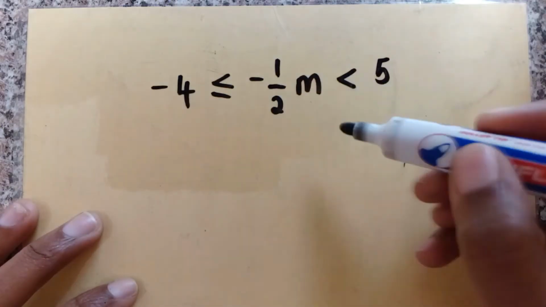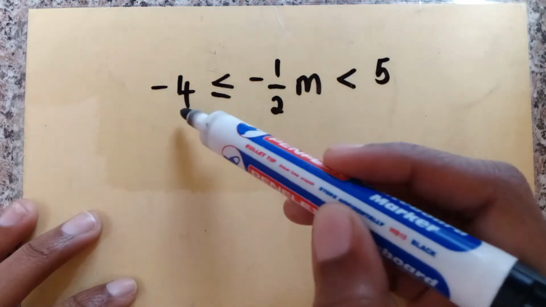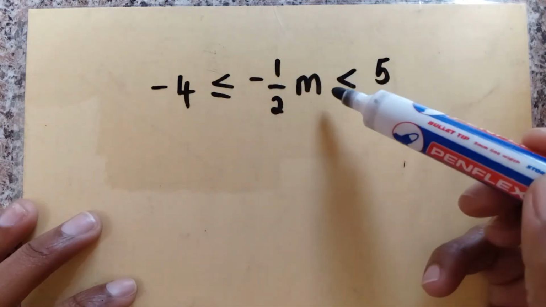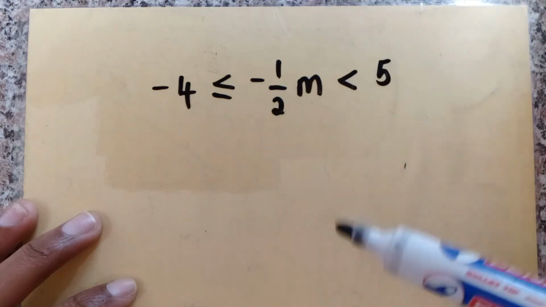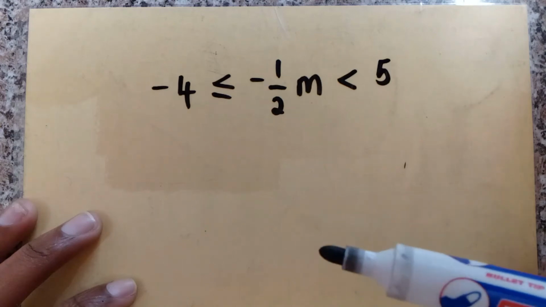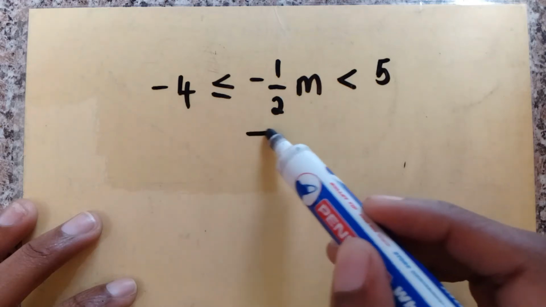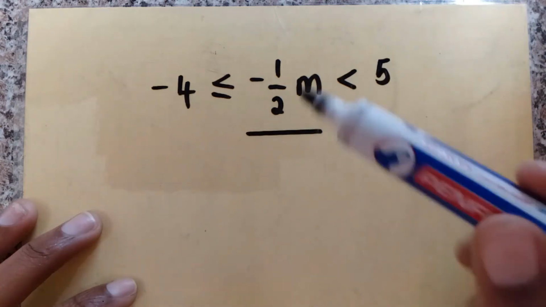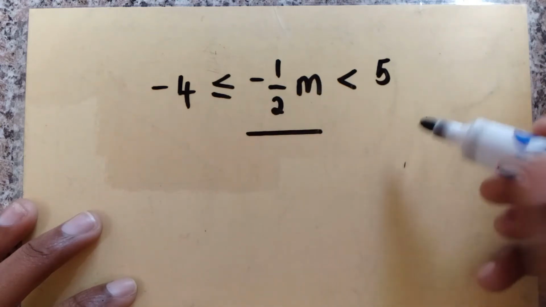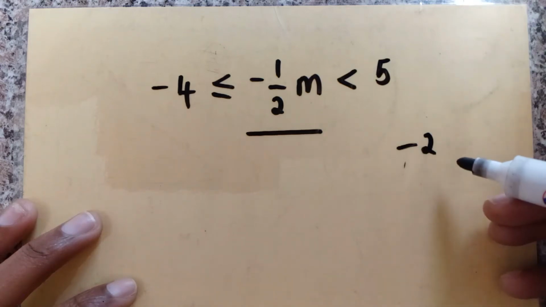Okay, this is the inequality that was given in the question. Negative 4 is less than or equal to negative half multiplied by m, which is less than 5. And our job is to solve for m. What would solving for m mean? This means that in the middle, we will only be left with m. So how do we make sure that in the middle we are left with m? Well, the easiest way to do that would be to simply multiply throughout by negative 2. So let us do that.